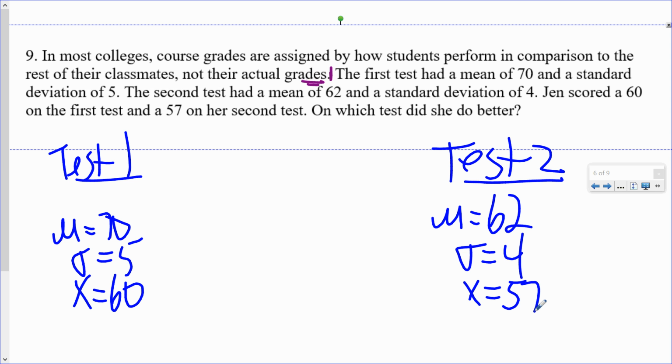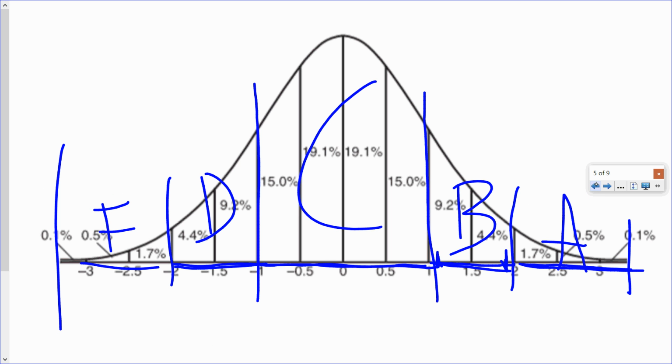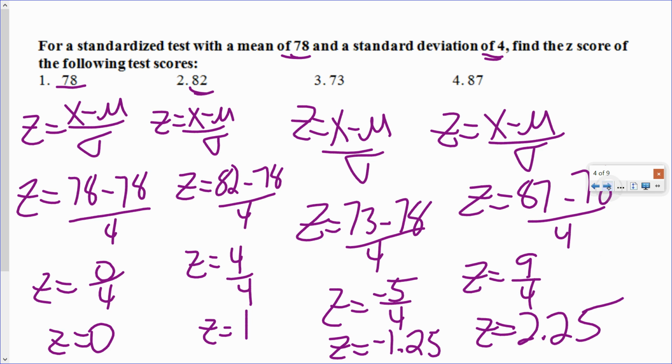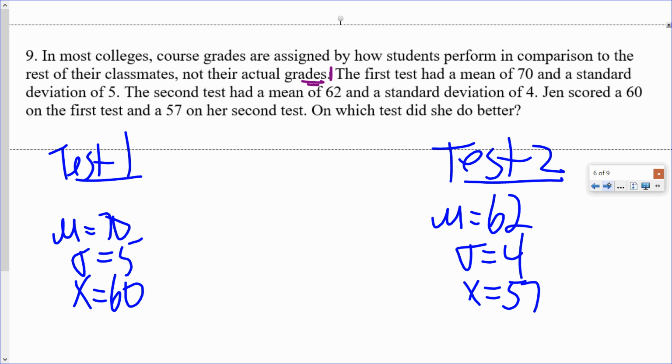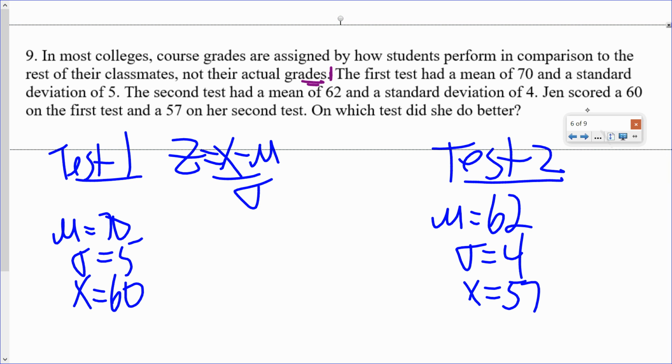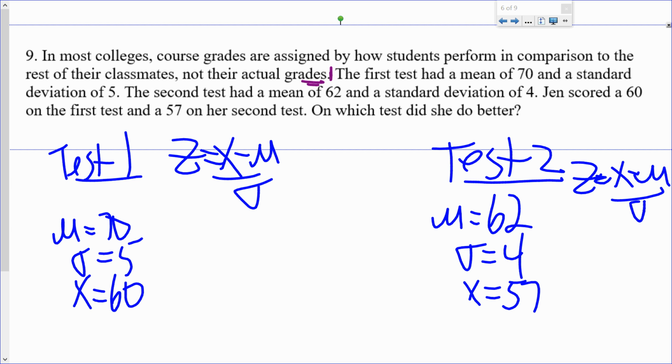Now listen, some of you might be saying, well, she did better in the first test. She got a 60. That's higher than a 57. It doesn't matter what the actual score is. If you're comparing different events, you need to know how she scored in comparison to everybody else. You need to know where she fell higher on the normal distribution curve. So in order to do that, in order to compare separate events, we find the z-score. So z equals x minus mu over sigma.